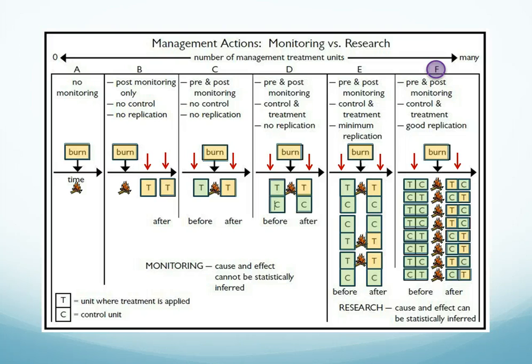It's important to note that in these cases here, B through D, we are able to detect information about the effect of management on the resource, but we don't have enough information to make statistical inferences. And it's when we get into the realm of research with treated and untreated areas and significant replication that we're able to make statistical inferences about cause and effect.